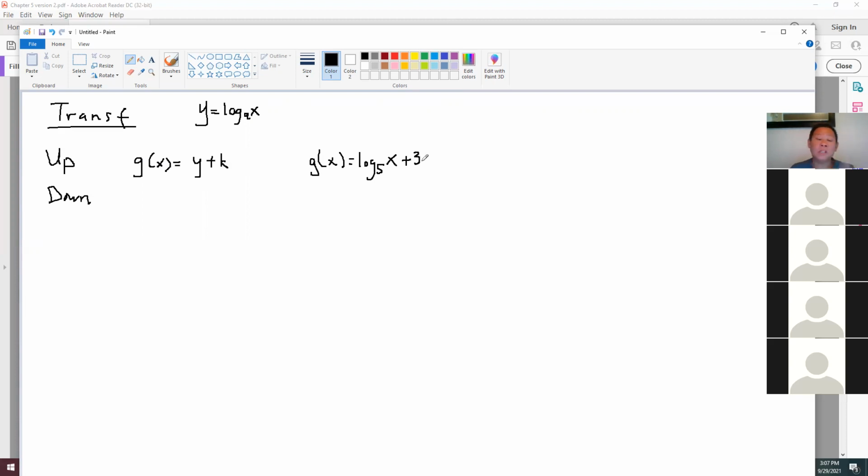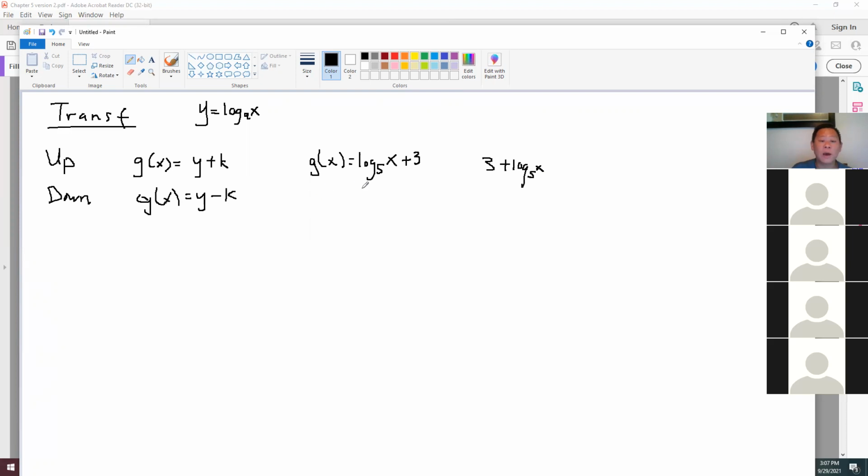So this means you go up 3. Okay, if you go down 3, it means that you minus k. And again, it can be tricky. I can write this as 3 plus log 5x. They are the same thing.